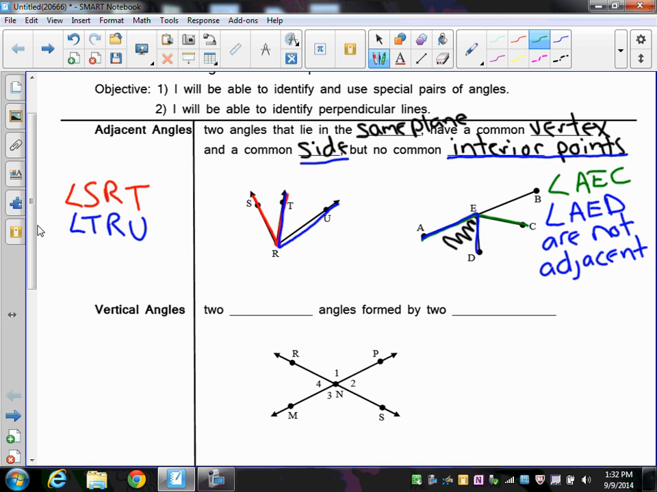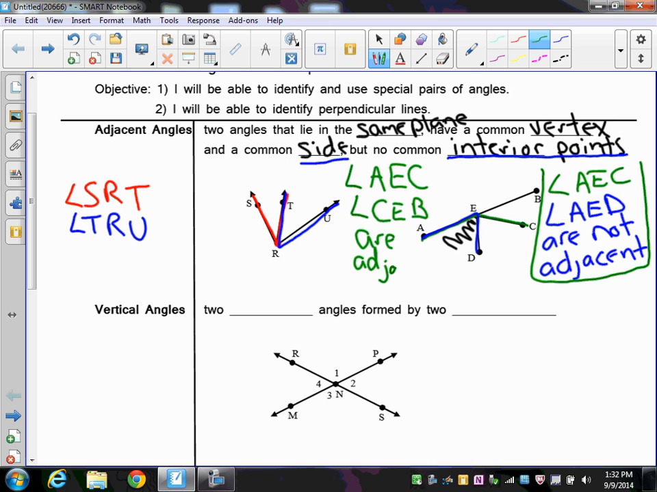Instead, angle AEC and angle CEB are adjacent. So I'll highlight the other angle in black. So angle CEB. So ray CE is the shared side. So hopefully you get adjacent angles. You should just think next to.